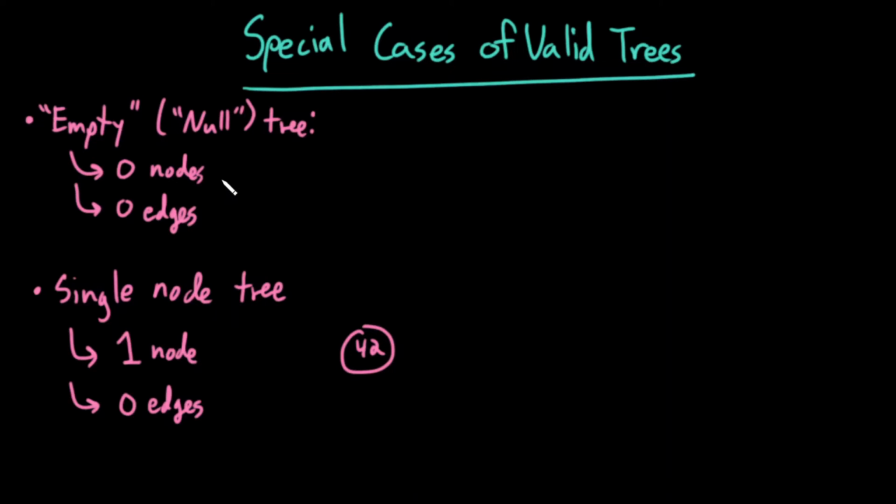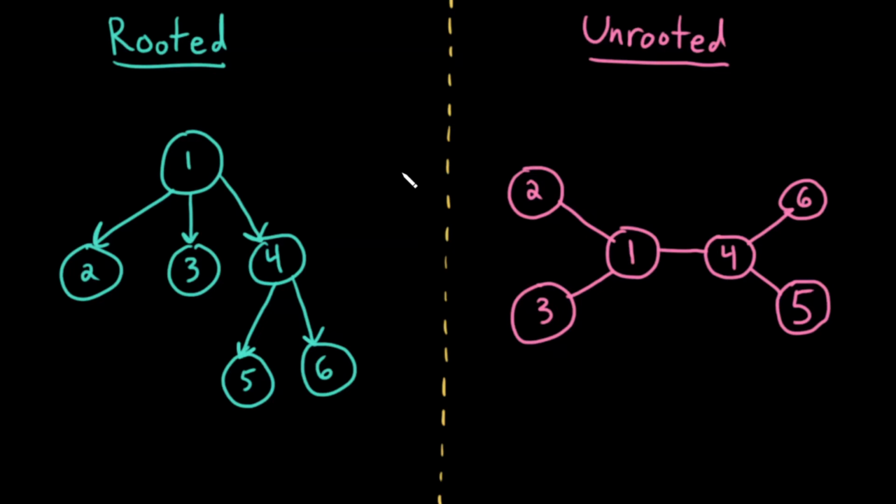So 0 nodes and 0 edges, aka the empty or the null tree, which I can't draw because it's just blank, is a valid tree. And the single node tree, so 1 node and 0 edges, is also a valid tree. There are 2 general classes of trees. There are rooted trees and unrooted trees.